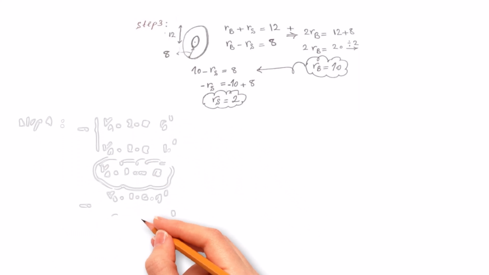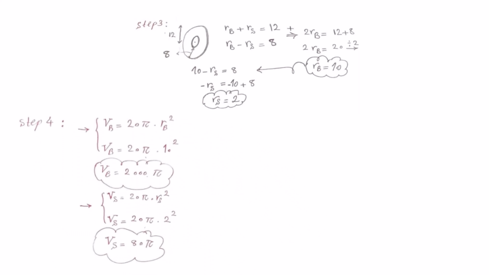In the fourth stage, we take the unknowns that we obtained in the previous stage and substitute them into the equations from our first stage. By doing this, we can easily and simply find the volumes of the two outer and inner cylinders.